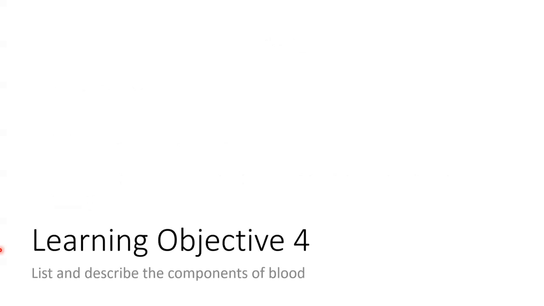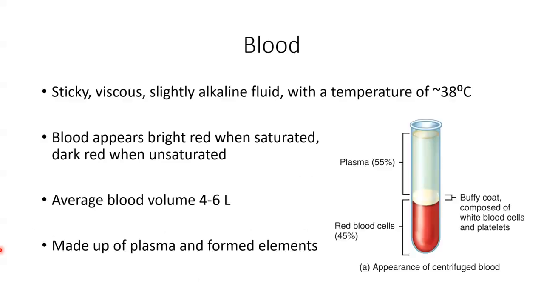Moving on now to what we find within our blood vessels, and that is blood. So learning objective number 4, to list and describe the components of blood. So a little bit about blood in general, and blood is denser, thicker and stickier than water. It sits at a temperature of about 38 degrees Celsius, which is approximately 1 degree hotter than what you'll see for your oral or your rectal body temperature.